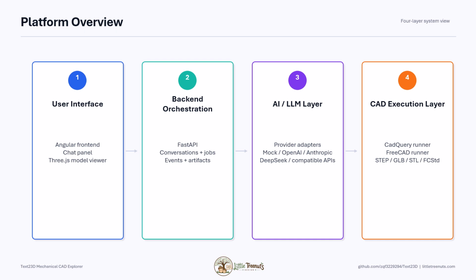The second part is backend orchestration. We have the FastAPI conversations, plus job events, plus artifacts. Part 3 is the AI large language model layer, where we have the provider adapters, which include all different kinds of model providers. And part 4 is the CAD execution layer, where we have the CadQuery runner, the FreeCAD runner, and the output formats of STEP, GLB, STL, etc.